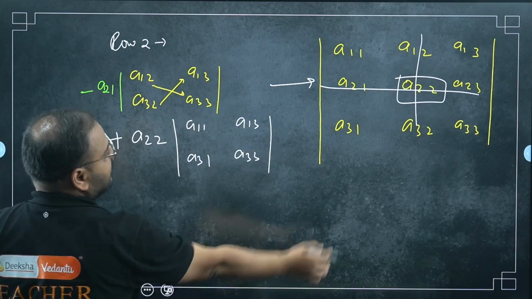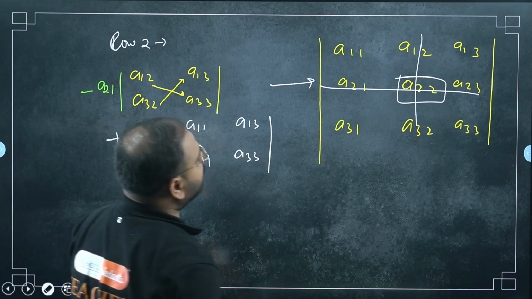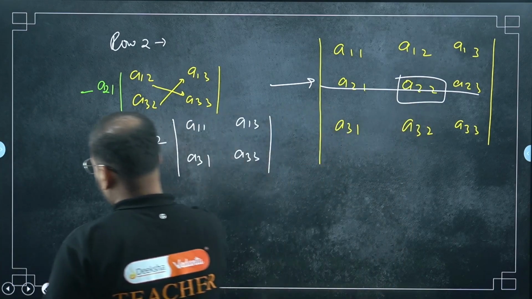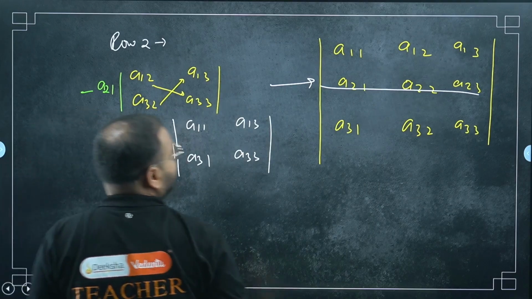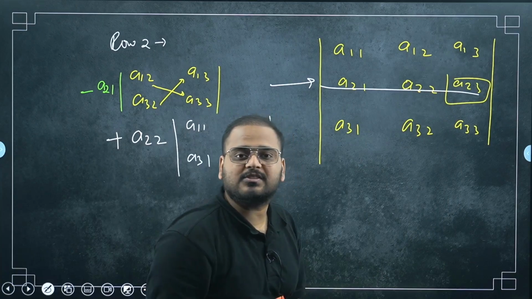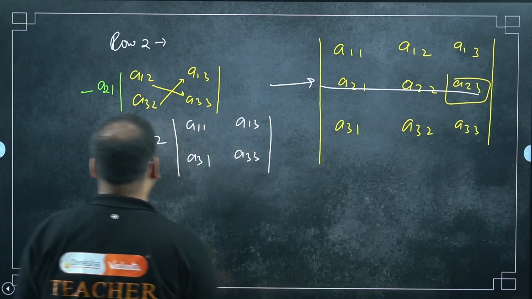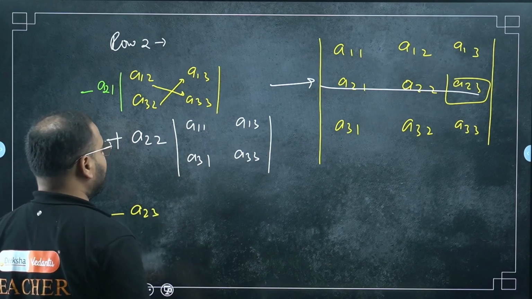Next will be my A23. For this, I'll erase this one. What element am I considering now? I'm considering this one, A23. A23 means 2 plus 3 is 5, so an odd number. So it will become negative again. I'll write here A23.